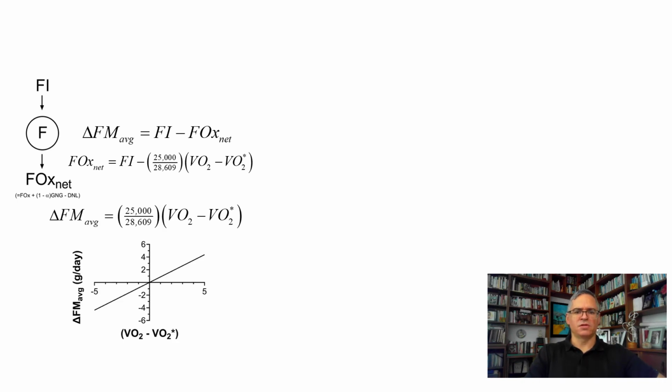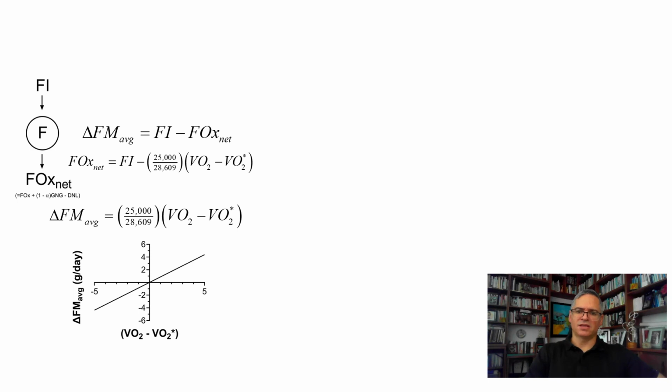Plotting this equation shows that at the coincidence of energy balance and weight stability, the average fat mass change is an increasing linear function of the average VO2 deviation. That is, at the coincidence of energy balance and weight stability, fat mass increases when the VO2 deviation is positive, but decreases when the VO2 deviation is negative.